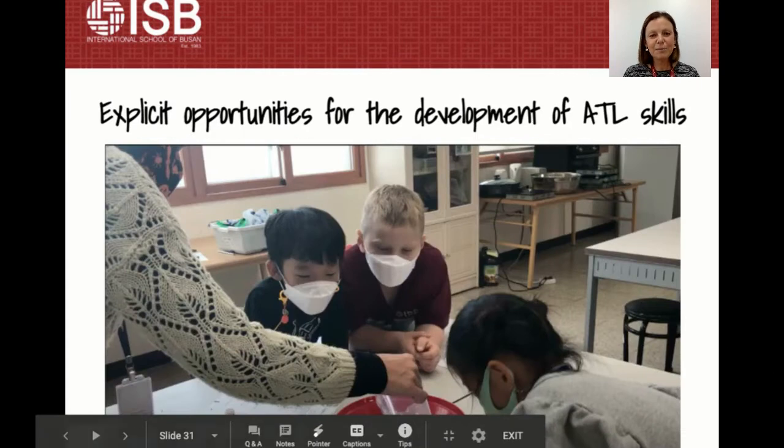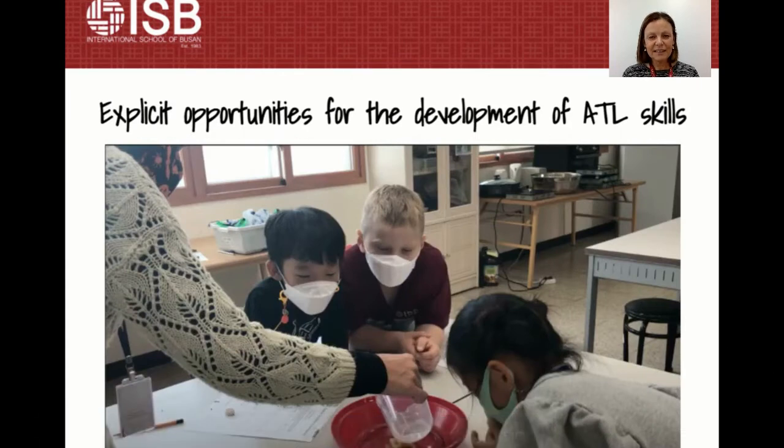And then there are explicit opportunities. And these are opportunities that are thoughtfully planned by the teacher to aid the development of a specific skill or area of skill development. So in this case, it might be developing observation skills. Maybe it's recording their findings, conducting research, and maybe even communicating with one another their results.